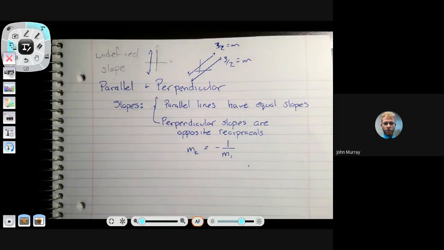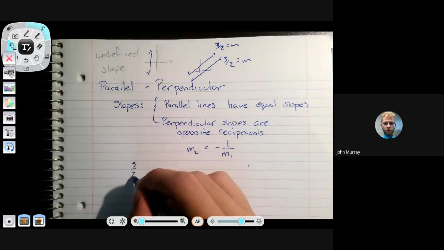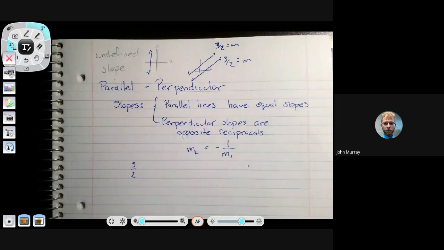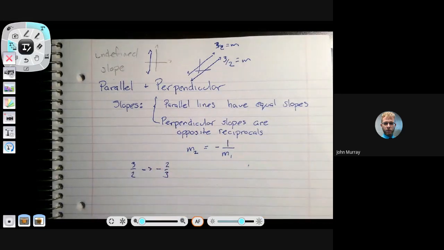All right, so if we're looking at numbers, say I had before 3 halves, a perpendicular, because that's positive, we change it to negative, and I flip it to 2/3. Okay, so those 2 would be perpendicular. If we drew those 2 out, what does it mean to be perpendicular? What happens at the intersection? It makes a what? A right angle. Good, 90 degrees, a right angle.